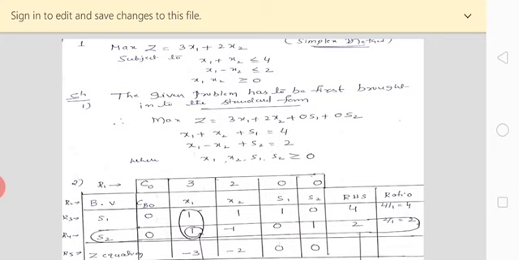That is, maximize z equal to 3x1 plus 2x2, subject to the constraints x1 plus x2 less than equal to 4, and x1 minus x2 less than equal to 2, where x1, x2 are always greater than equal to 0. This is the LPP problem they have given. The first step you have to look at whenever a problem is given is whether it is a maximization or minimization. Now it is maximization.